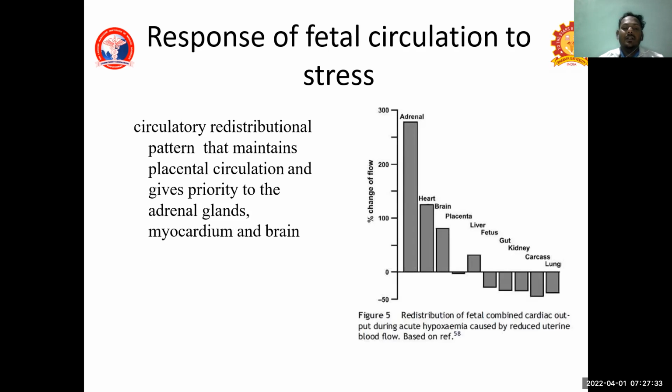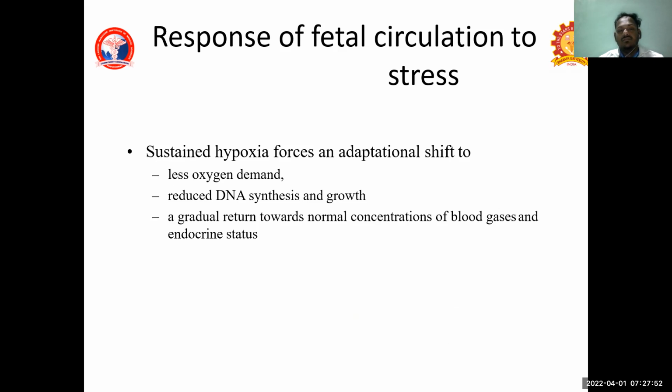Circulatory redistribution maintains placental circulation and gives priority initially to the adrenal gland, myocardium, and brain. This is how the fetal circulation is redistributed: main blood enters the adrenal, next the heart, next the brain. Sustained hypoxia forces an adaptational shift to less oxygen demand, reduced DNA synthesis and growth, and gradual return towards normal concentration of blood gases and endocrine status.